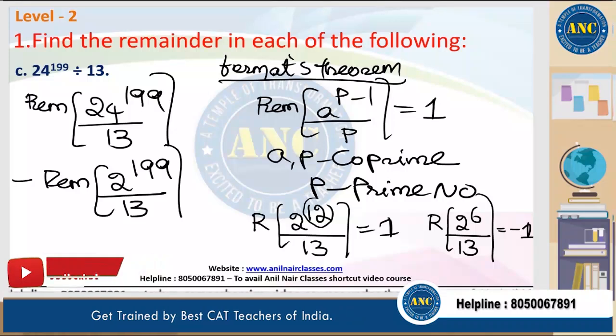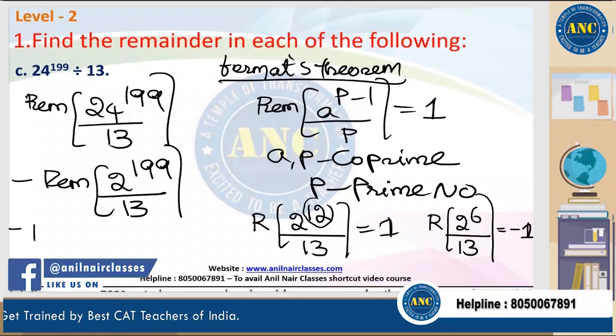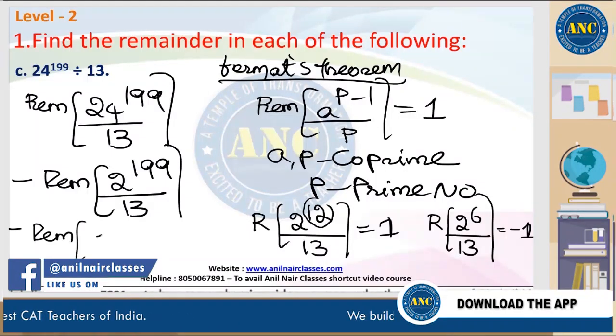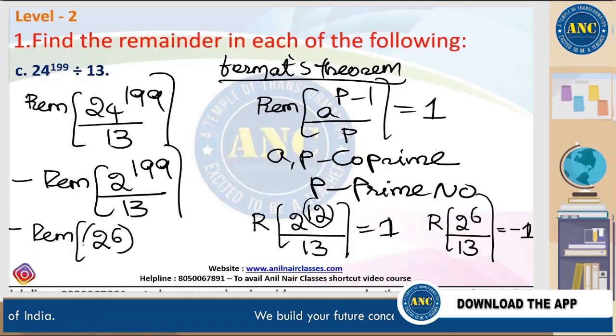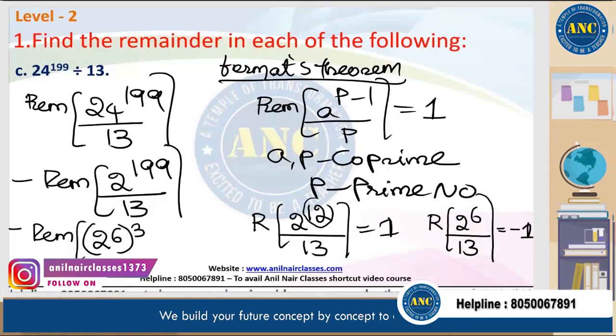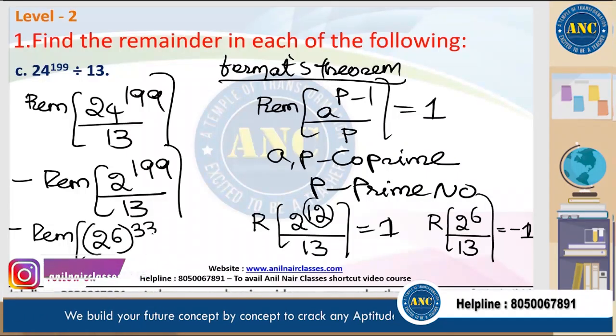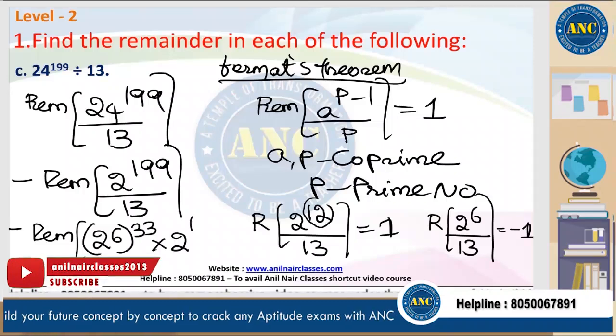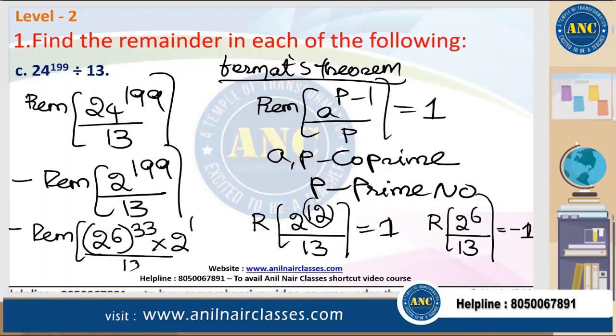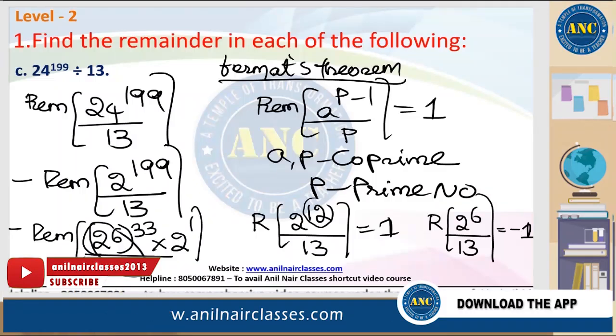Negative remainder is minus 1. Are you all with me? So I want my job to be easier, so I will take 2 power 6. You can take 2 power 12 also. 6 3s are 18, 19. 6 3s are 18 into 2 power 1 by 13. Now answer over. 64 divided by 13.